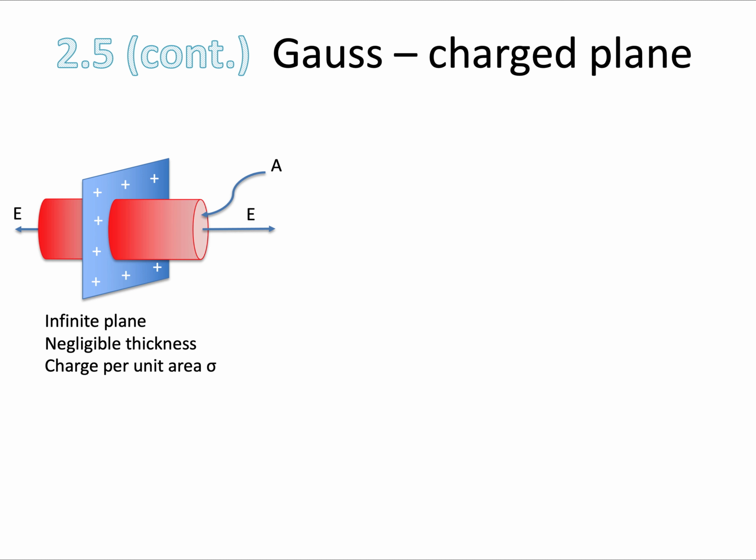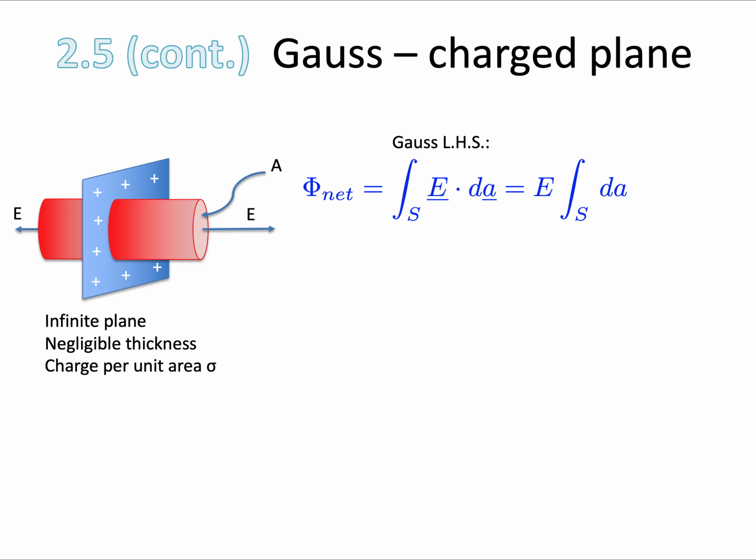The next shape we will look at is a charged plane. For this shape we will also use a Gaussian surface, which is a cylinder, and we're going to put it going through the plane. So starting with the left-hand side of Gauss's law, when we integrate over the surface of the cylinder in this case, we only need to include the ends of the cylinder.